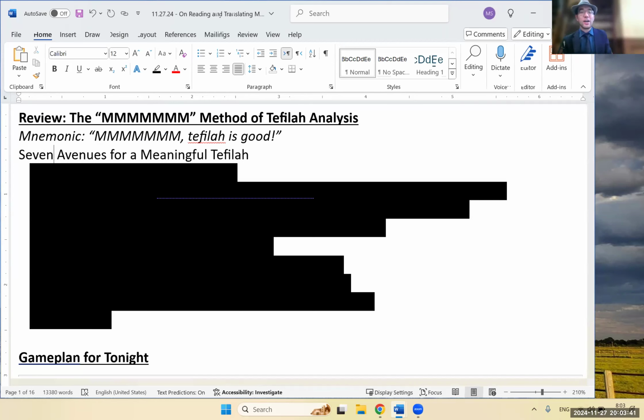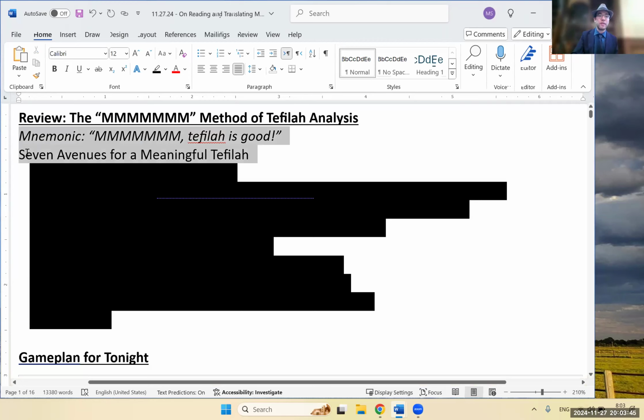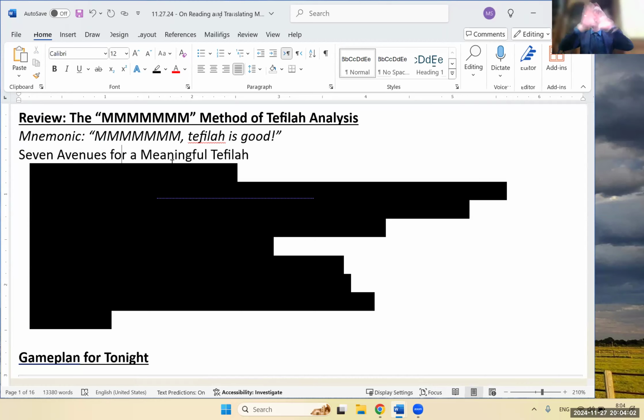Okay, so I don't exactly know what to call this a method for. Right now, I'm calling it 7 avenues for a meaningful tefillah, because it's not 7 methods of analysis. They're not all analysis. I also didn't want to say that it's a tool in the toolkit because that implies one specific use. And I also don't want to call it 7 frameworks, so 7 avenues, okay? So I'm just going to reveal them one at a time.